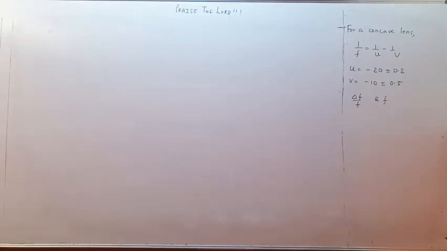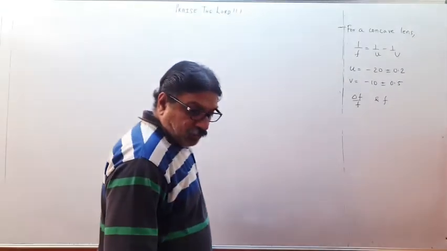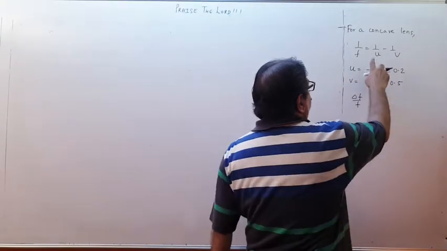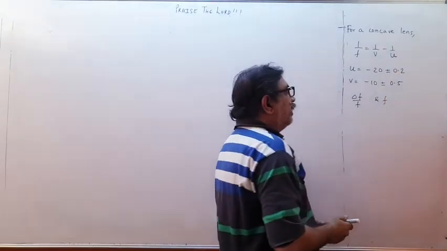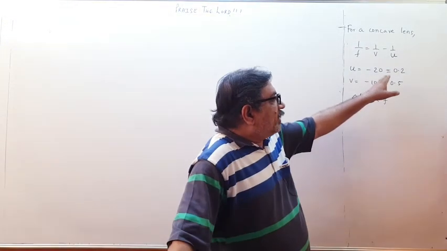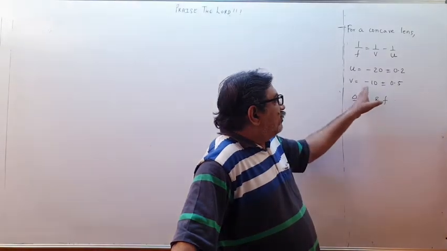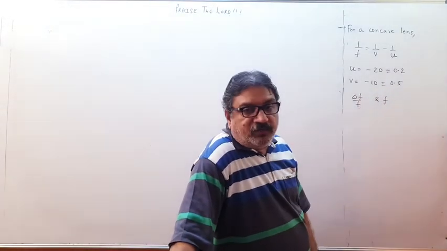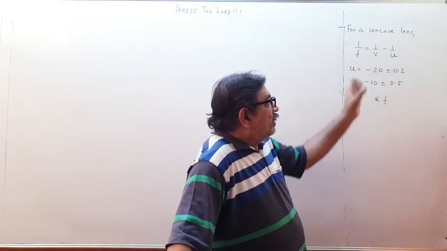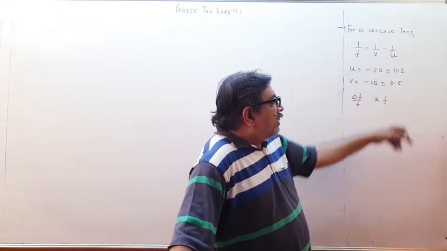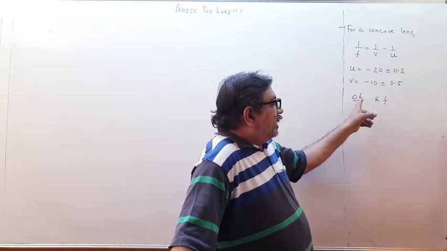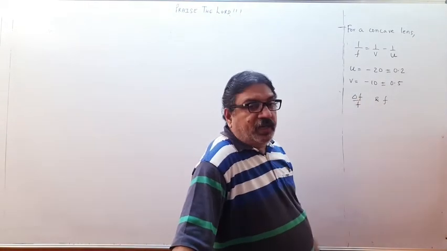So children, next sum is about concave lens. You already know the formula for concave lens. It is actually 1 upon f equals 1 upon v minus 1 upon u. U is given to me as minus 20 plus minus 0.2, and V is given to me as minus 10 plus minus 0.5. You know that in concave lens, U and V are negative, before the lens, so both are minus. These are the errors. We have to find the relative error in focal length and the focal length.